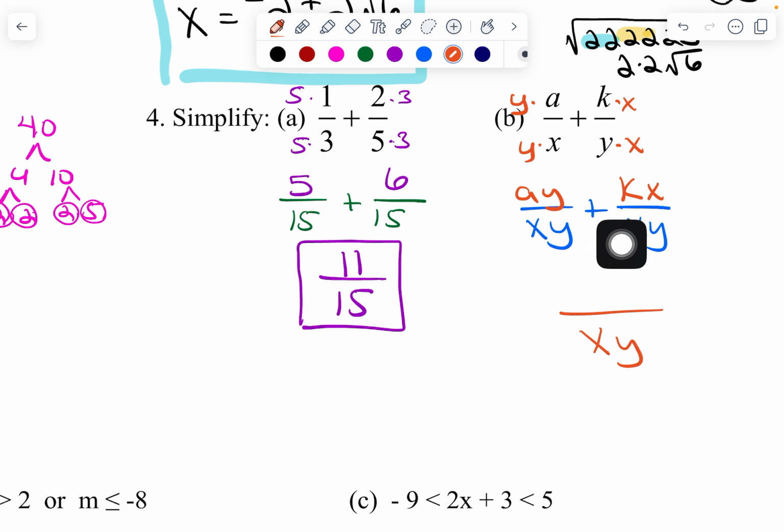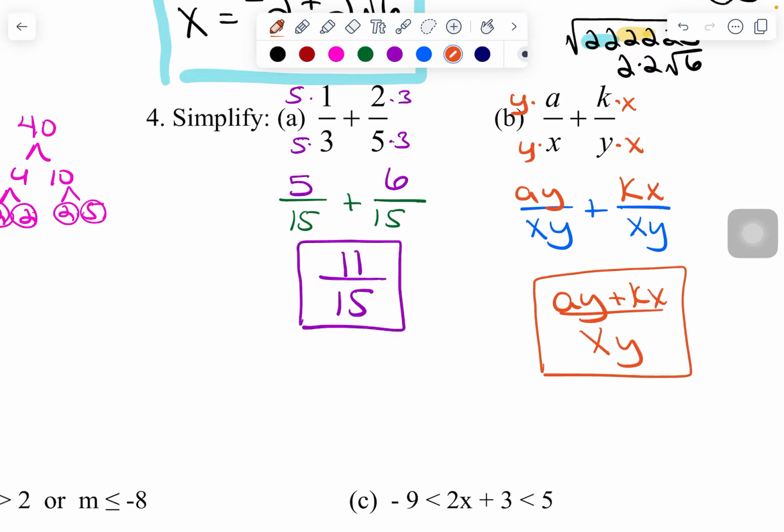Now these two numerators are not like terms. When we're talking about numbers, we can add numbers and get just 11. But here I'm going to add these, and I'm just going to write down that I've added them together. I don't know what they are, but that's okay.